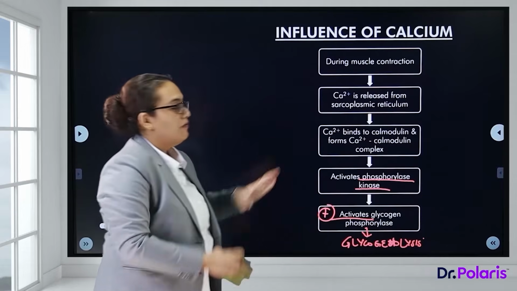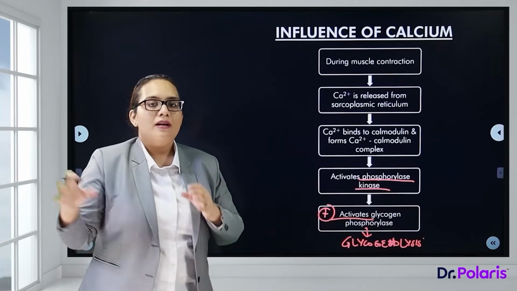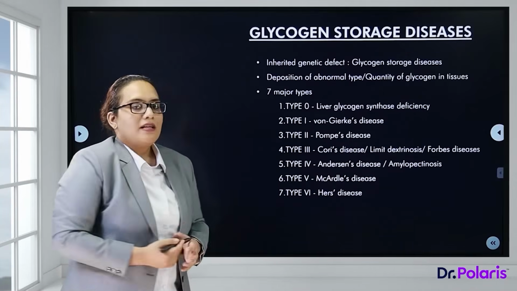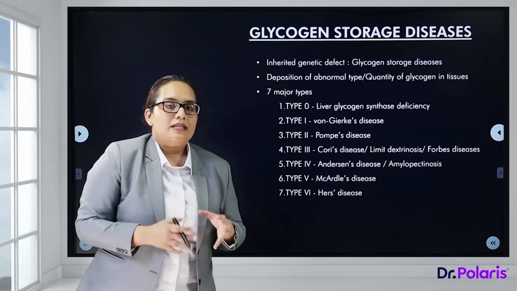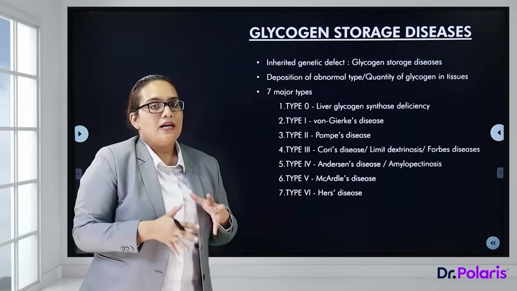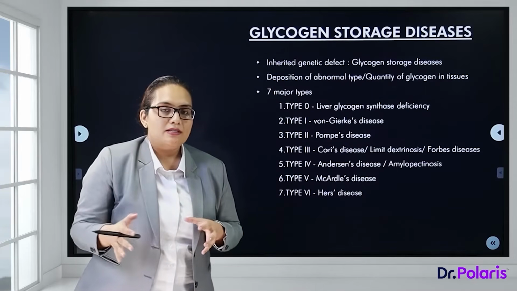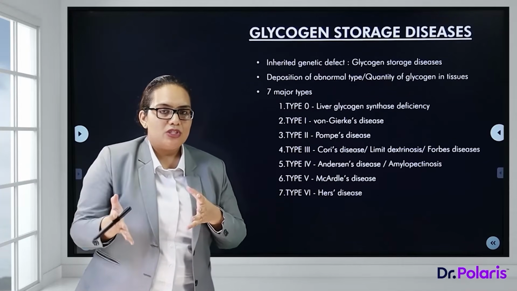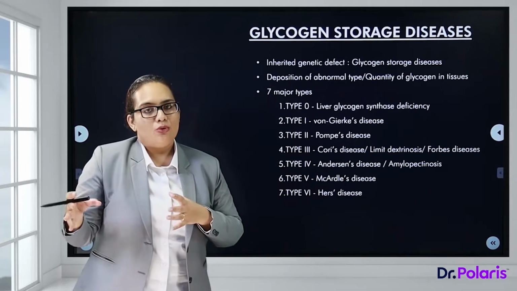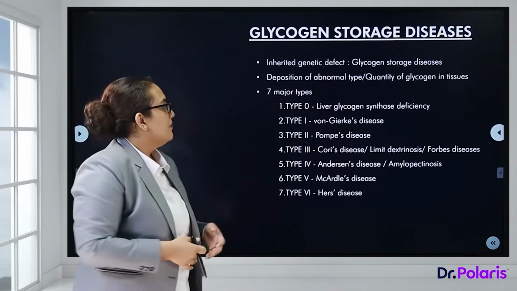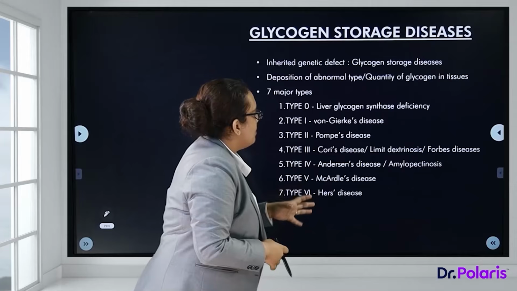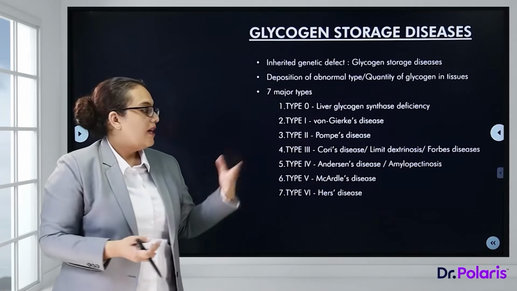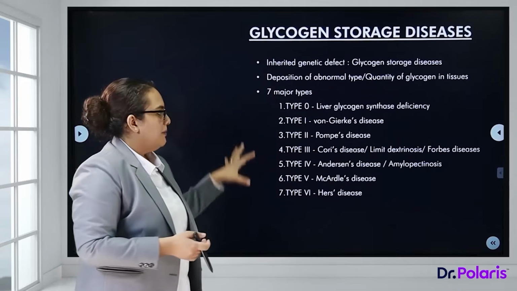So the influence of calcium is strictly meant for glycogenolysis in the muscle. Now moving on to the disorders concerning glycogen metabolism. The disorders are known as glycogen storage disorders, and more or less it is about the accumulation of abnormal glycogen or abnormal quantity of glycogen within the different tissues. So there are 7 major types of glycogen storage disorders, though there are plenty more other disorders. I've not listed them out here, but these are the major ones.